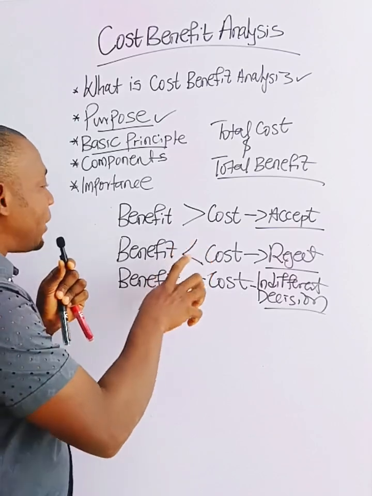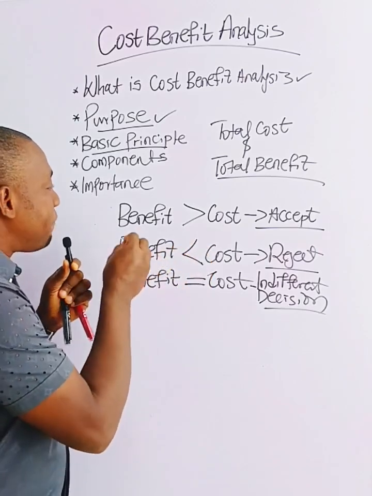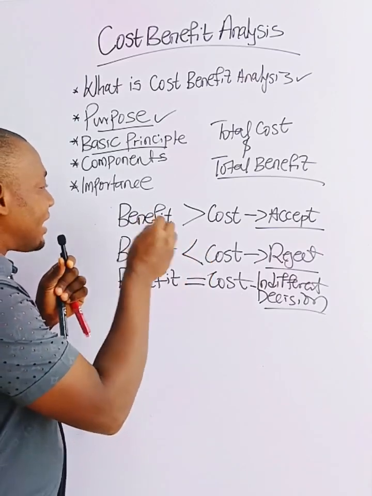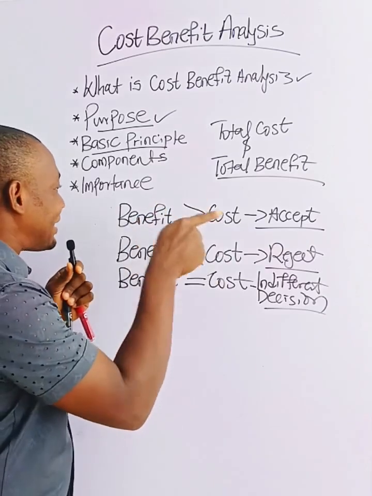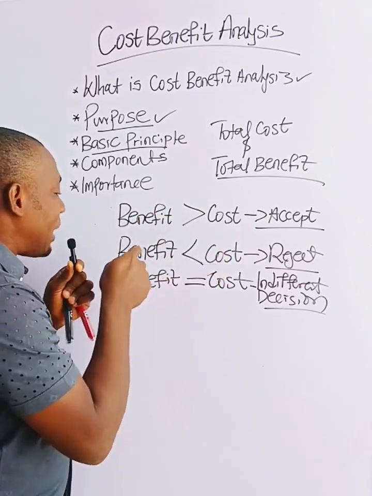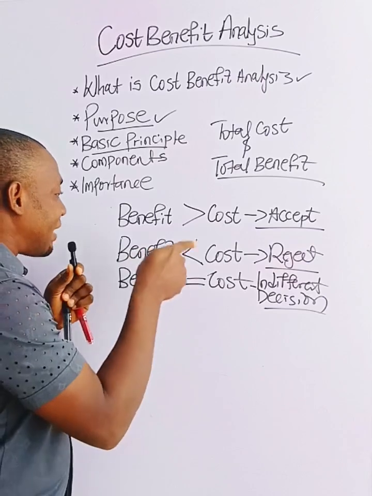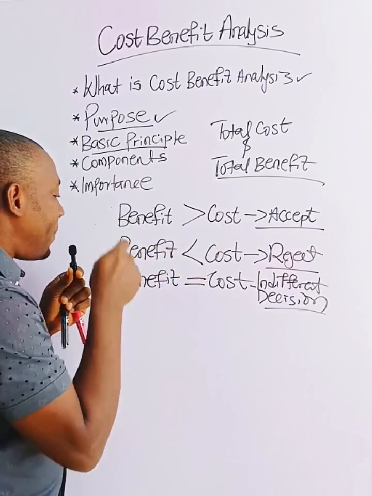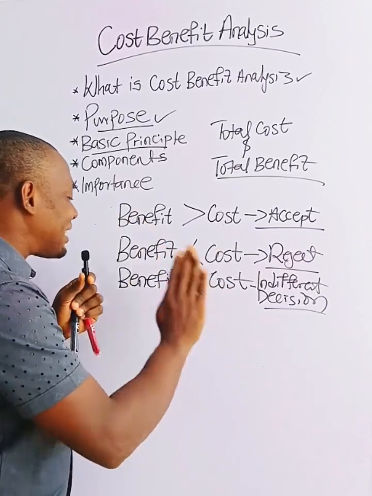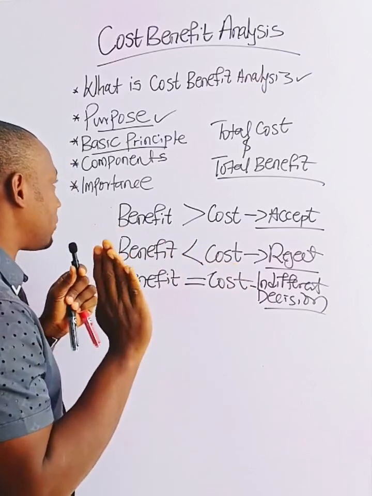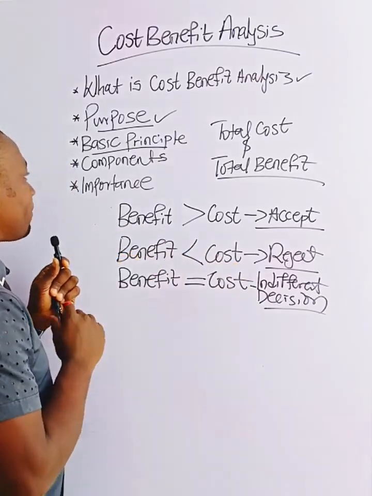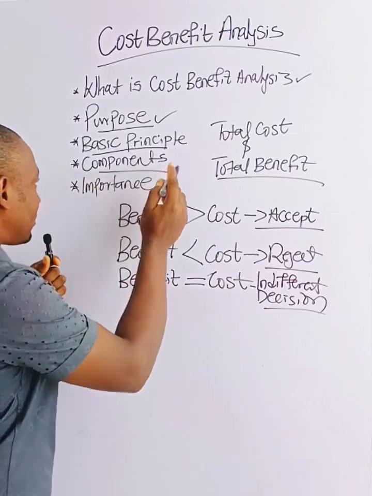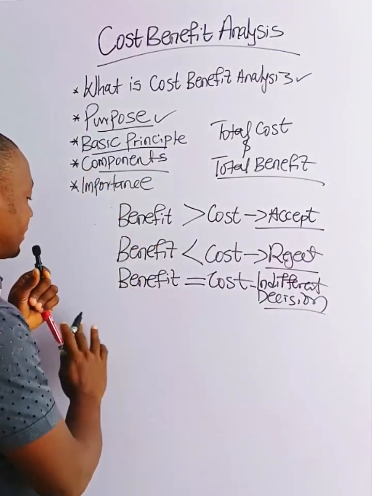So this is the principle. The principle is that when the benefit is greater than the cost, go ahead and accept that project. When the benefit is less than the cost, reject. When the benefit equals the cost, act indifferently, take an indifferent decision. Are you following? All right, let's consider the components of a cost benefit analysis.